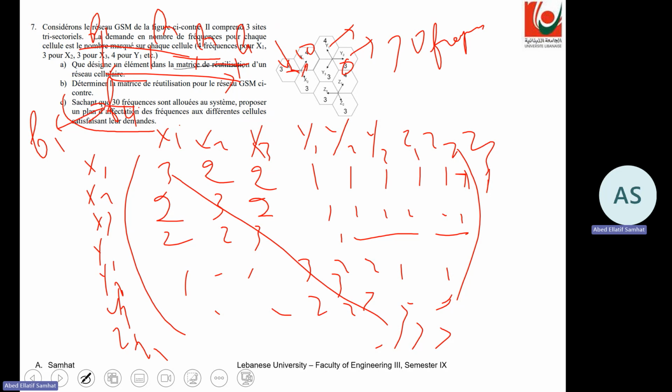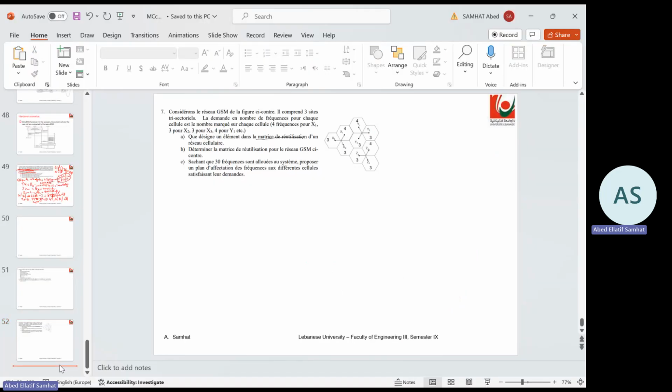now that we have 30 frequencies on this system, we want to propose an assignment, a frequency assignment plan. This means which frequency will be allocated to which cell. Okay, so I will start this with you, and I will let you complete it by yourself.